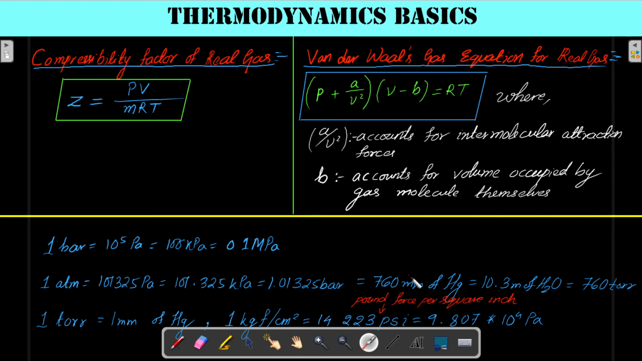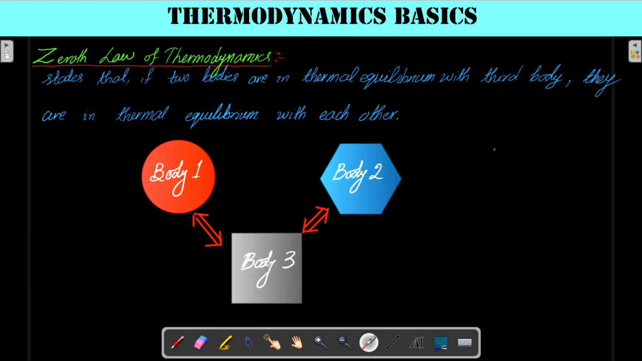Okay, next we'll move on. What is the zeroth law of thermodynamics? It states that if two bodies are in thermal equilibrium with a third body, then they are in thermal equilibrium with each other. See, this one is body 1, in thermal equilibrium with body 3, and this is body 2, and it is in thermal equilibrium with body 3. According to the zeroth law, body 1 and body 2 are both in thermal equilibrium. Okay, this is the zeroth law.